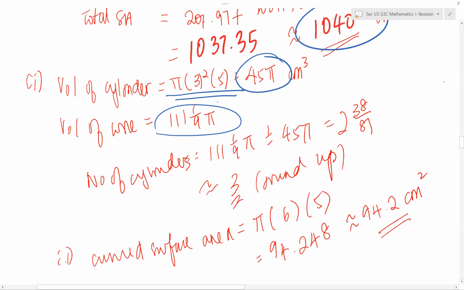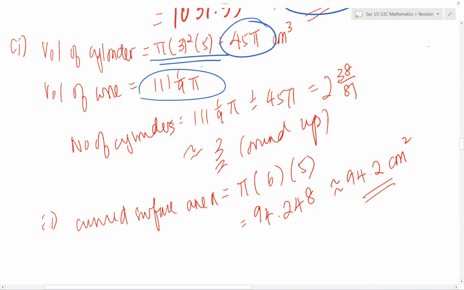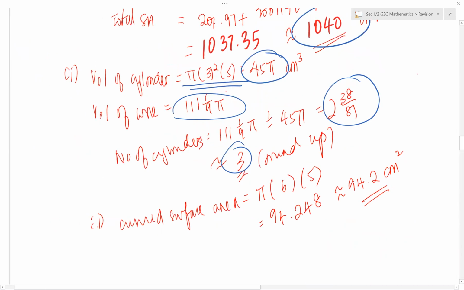So just do a division lah. What the handwriting. 2 and 38 over 81. So you round up, you get 3. Total cylinders required, 3 of them.